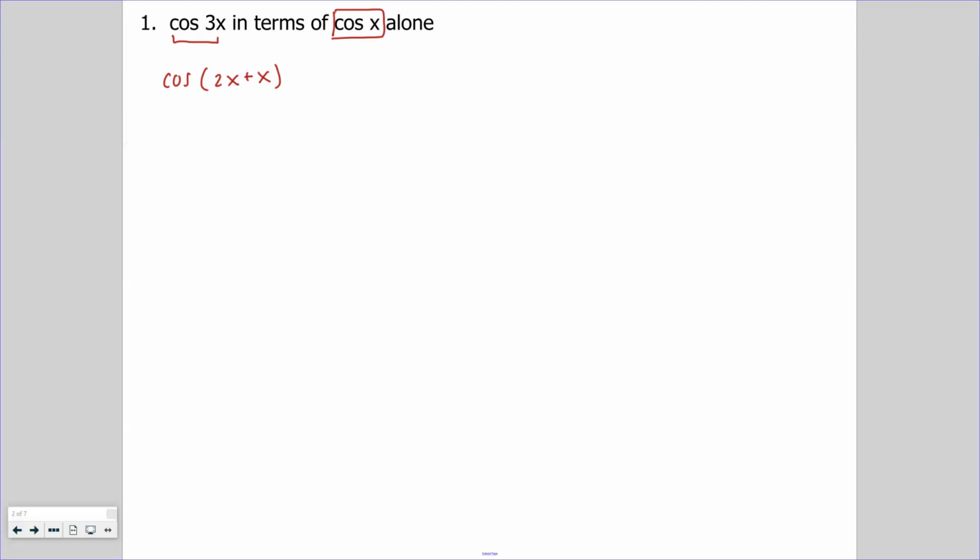Okay, once I've got that, now I can use the sum and difference properties in order to expand this, right? The cosine of some angle A plus B is cosine, cosine, sine, sine. So I'm going to rewrite that: cosine, cosine. Cosine starts with a C, so does the word change. So we change the sign there. Sine, sine.